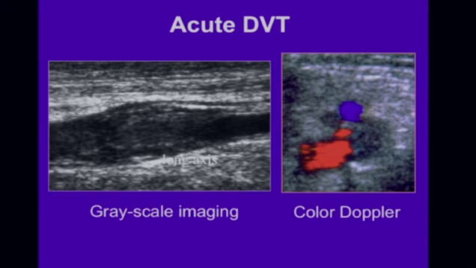Grayscale is very helpful, and color can be done to show that the filling defect is seen as a filling defect in color.